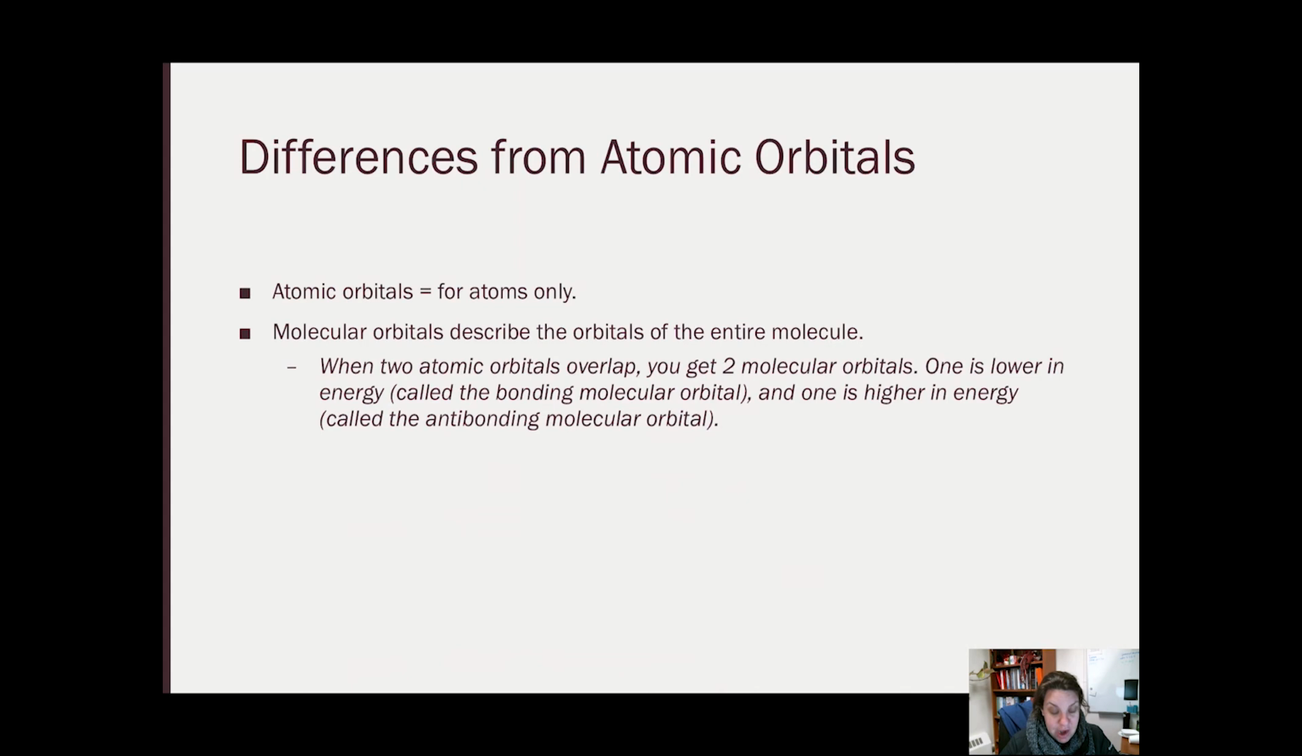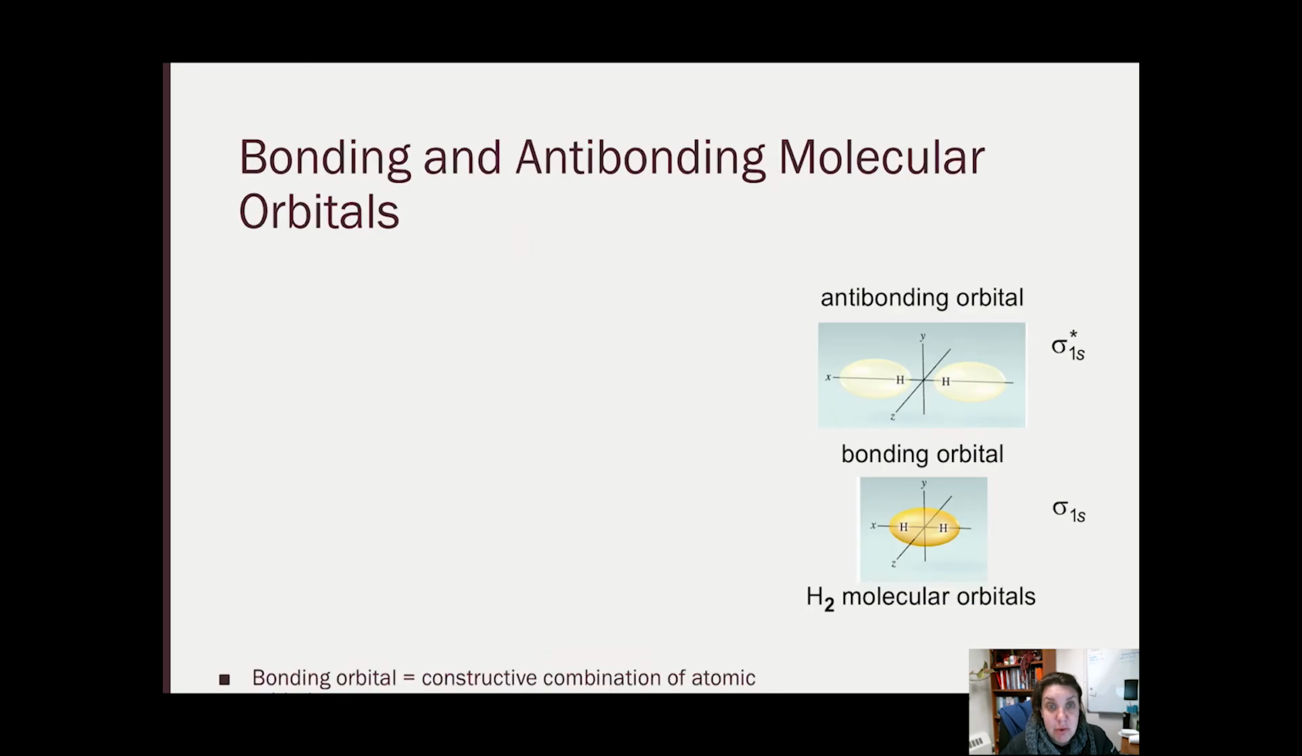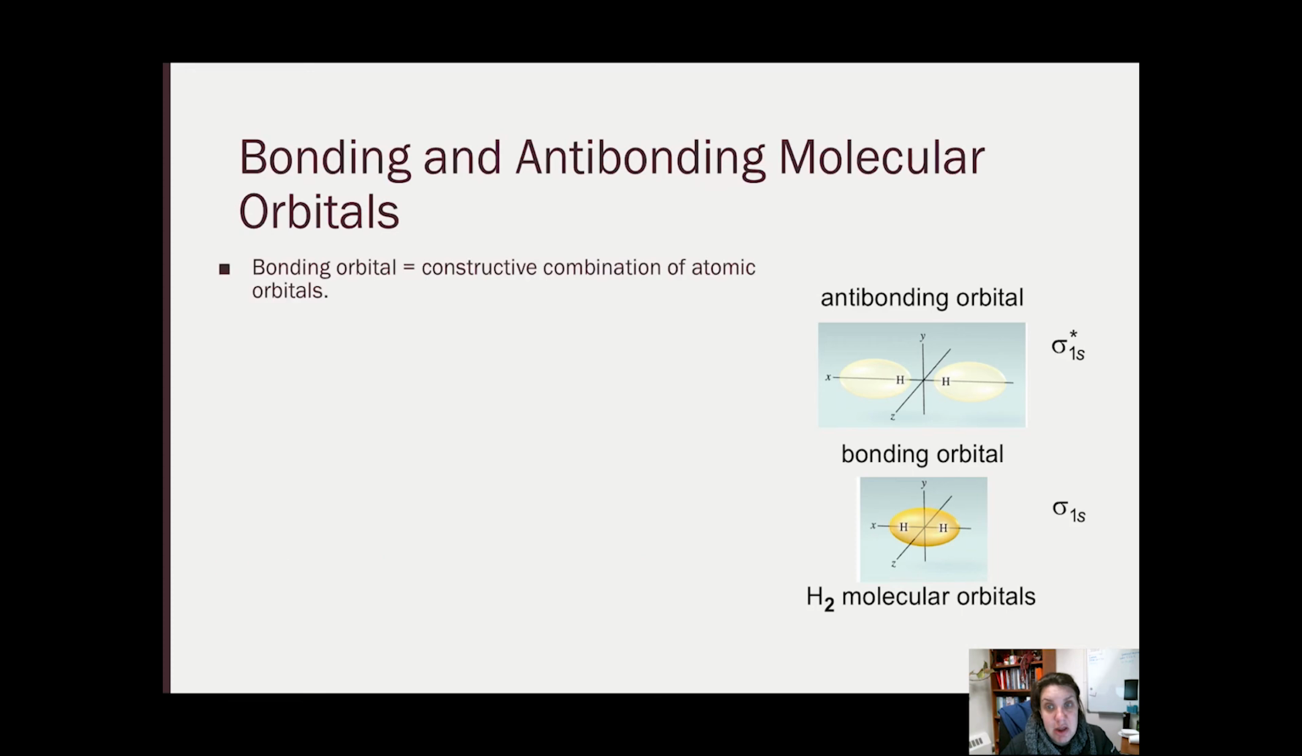What it looks like for hydrogen is as such. We have 2 hydrogen atoms that are isolated with their atomic orbitals. We add the wave functions of the orbitals to get our bonding orbital, and then we subtract the wave functions of our atomic orbitals to get our anti-bonding orbital, so it will be higher in energy. So we get a wave function that's lower in energy, representing the bonding molecular orbital, and one higher in energy that represents the anti-bonding molecular orbital. The bonding molecular orbitals are going to be constructive combinations of atomic orbitals.